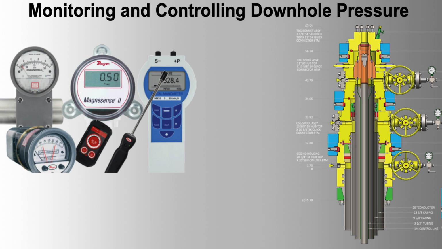Control aspects. 1. Automated control systems. Integration. Integrate downhole pressure data with automated control systems to adjust well parameters in real time. Algorithms. Use advanced control algorithms to predict and respond to pressure changes promptly.